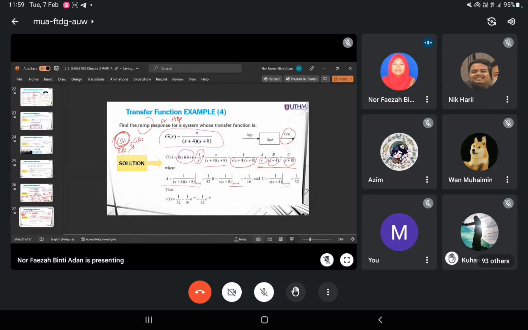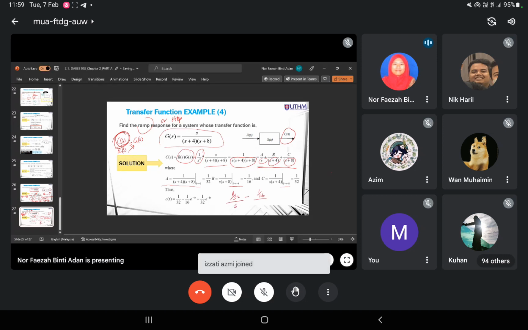In this case, because none of these are repeated roots, it's easy to find the values. First we substitute the value of 0, the second one -4, the third one -8. So it's easy. And once you've gotten your A, B and C, put them into the equation. So A equals 1 over 32 over S, B is 1 over 16 times S plus 4, C is 1 over 32 times S plus 8.